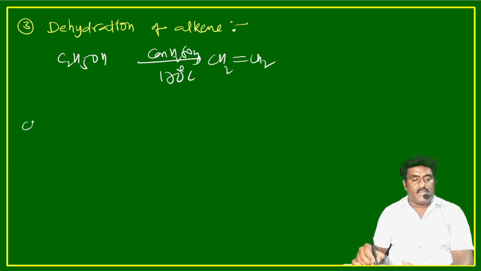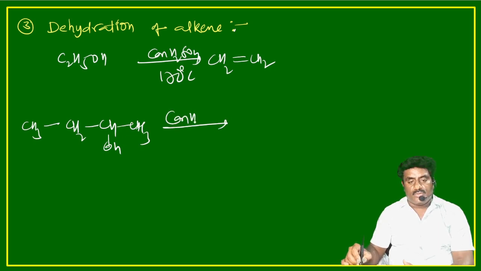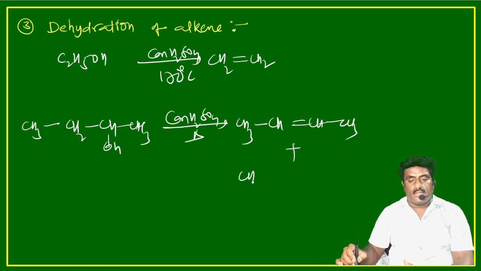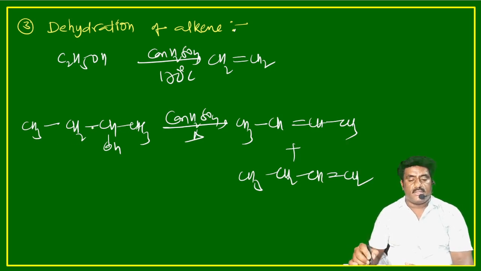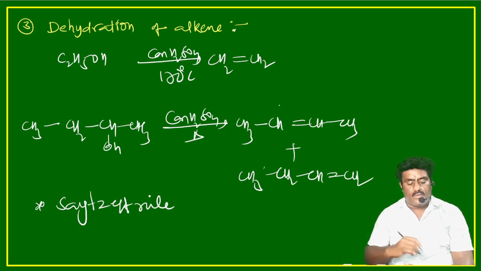I am taking CH3, CH2, CHOH, CH3 in the presence of concentrated H2SO4. On heating, it gives CH3, CH double bond CH3, and CH3, CH2, CH double bond CH2. It gives two products. Which is major? This is the major, this is the minor. Which is the Saytzeff product? Who follows the Saytzeff rule?